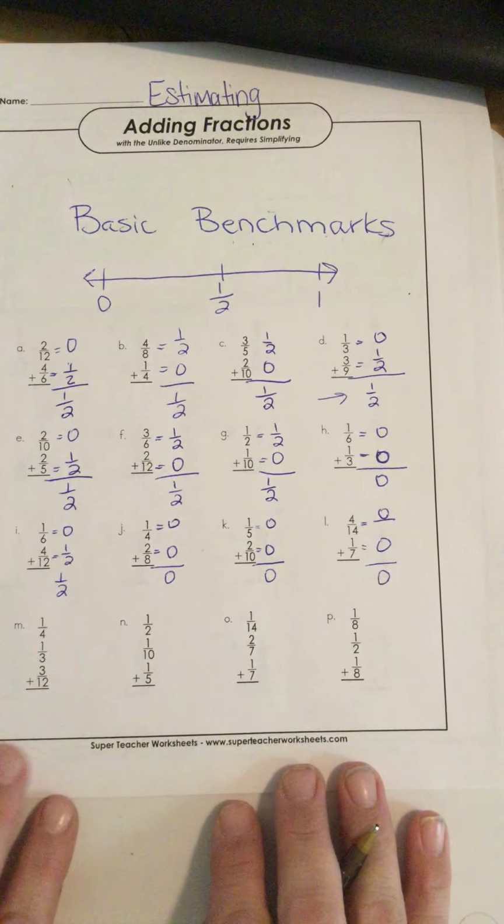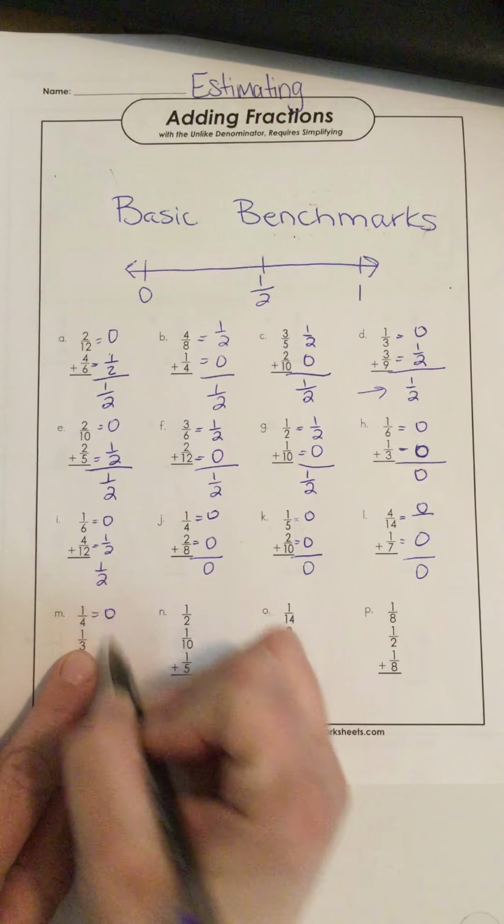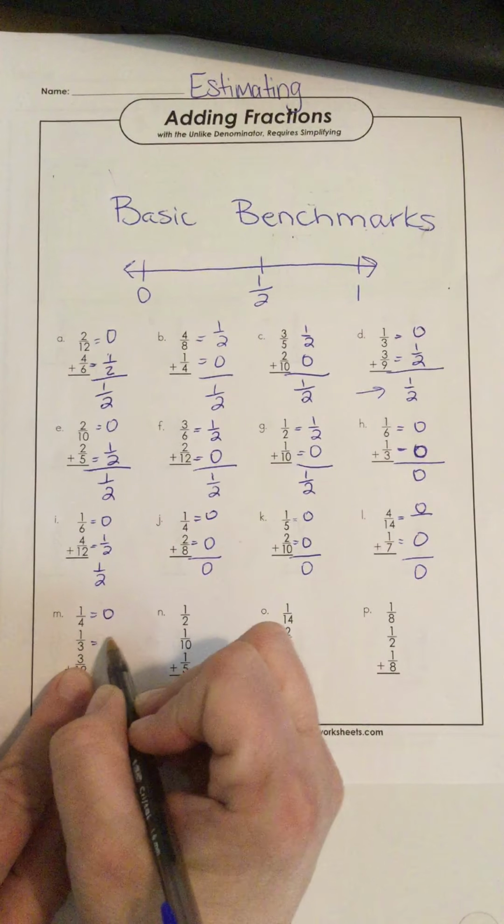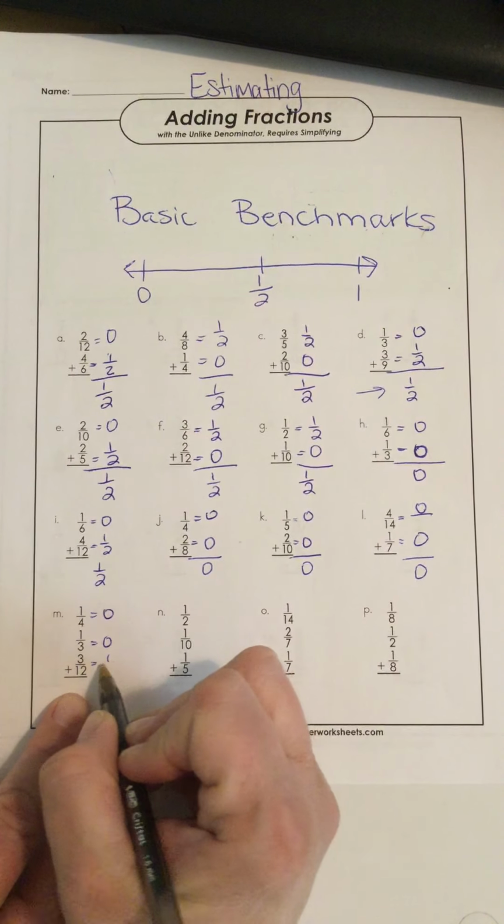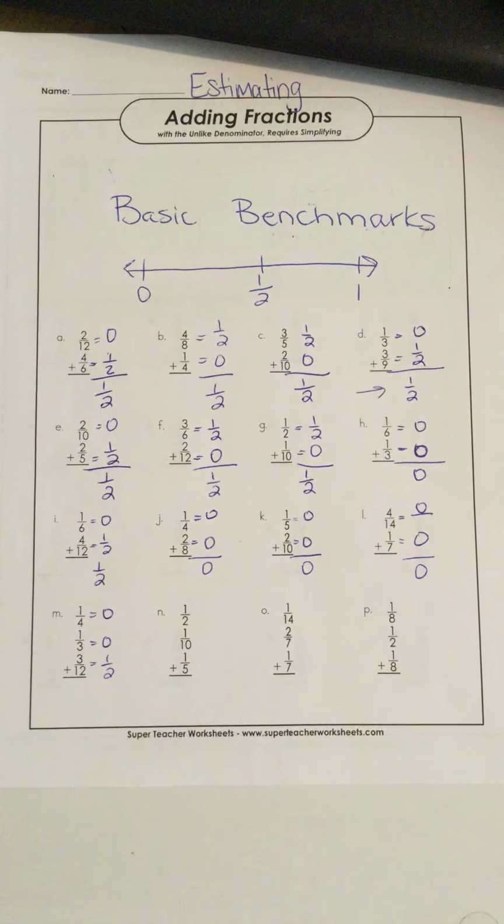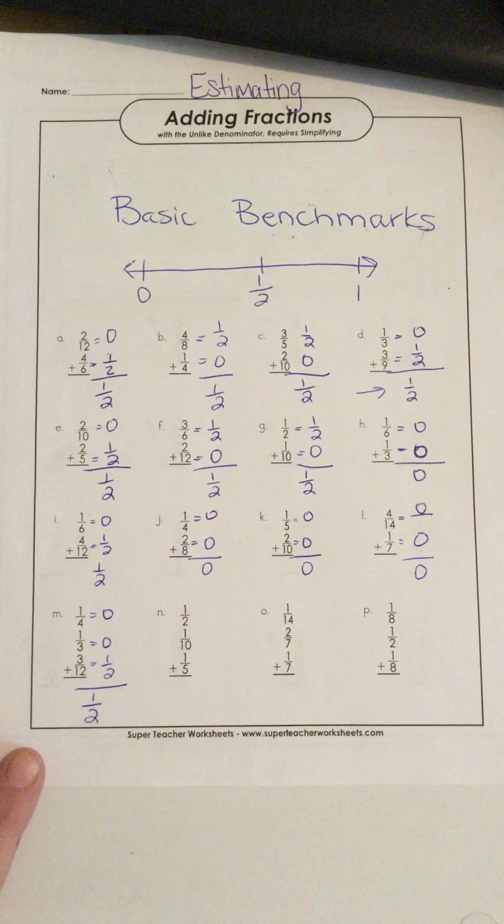Okay, benchmarks are pretty easy. 1/4, I'm going to estimate that to be 0. 1/3 is going to estimate to be 0. 3/12, I can give it 1/2 because half of 12 is 6. And 3 is right in the middle between 0 and 6. So I add it up and I would get 1/2.